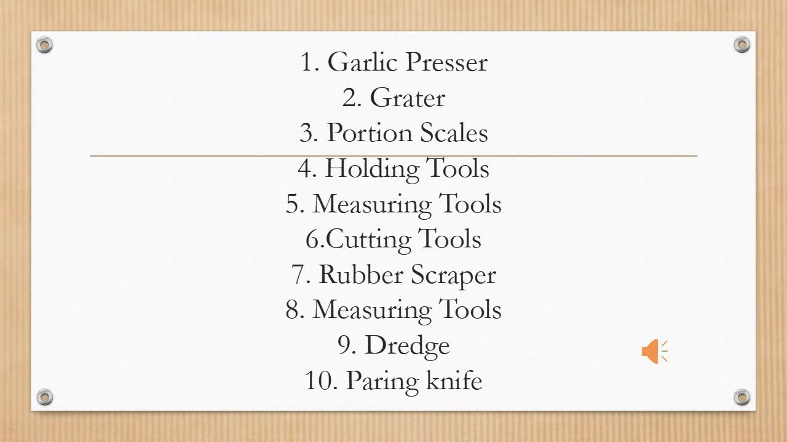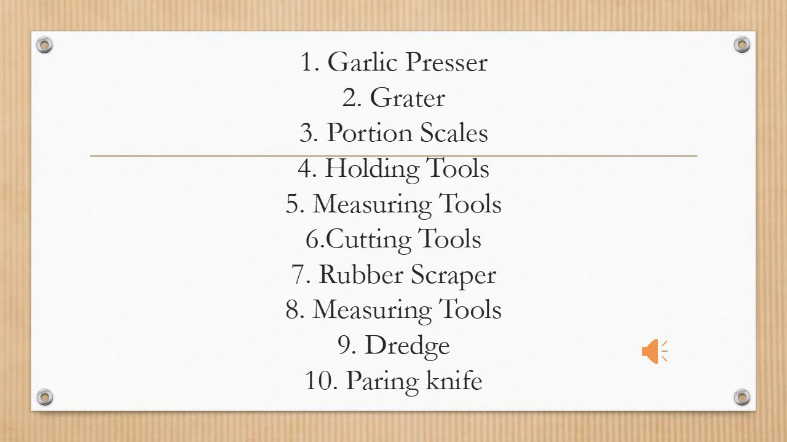Number 5. These are used to measure smaller quantities of ingredients. Measuring spoons. Number 6. These tools are used to cut, dice, and slice fruits, vegetables, and other food that needs to be divided into portions. Cutting tools. Number 7. A rubber or silicone tool that is used to blend or scrape food from the bowl. Rubber scraper.